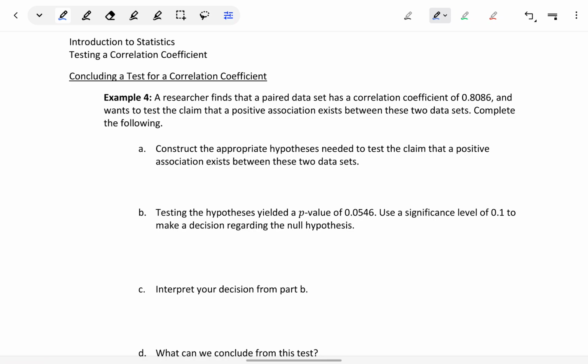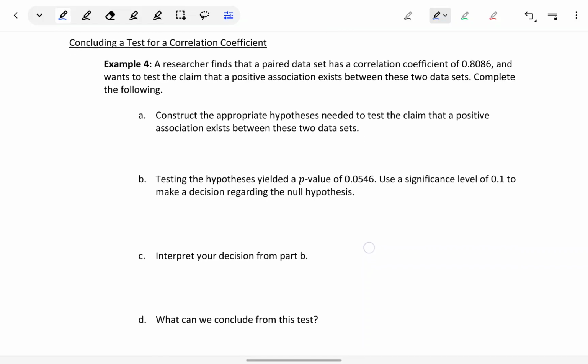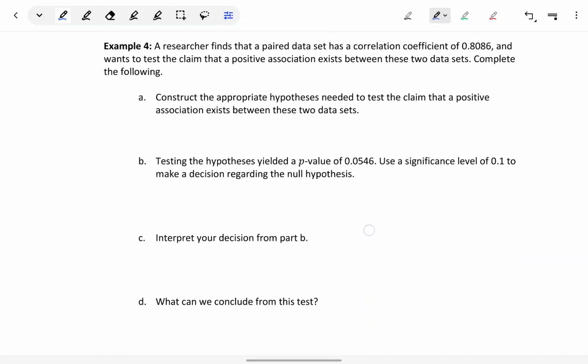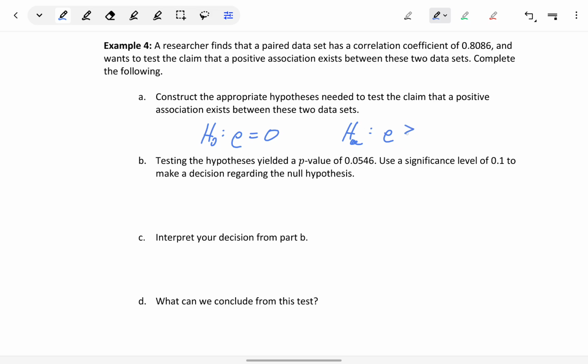So we're in example 4, a researcher finds that a paired data set has a correlation coefficient of 0.8086 and wants to test the claim that a positive association exists between these two data sets. In part A, we want to construct the hypotheses, which we already did in example 1. The null was that rho is equal to 0, and the alternative was that rho is greater than 0.